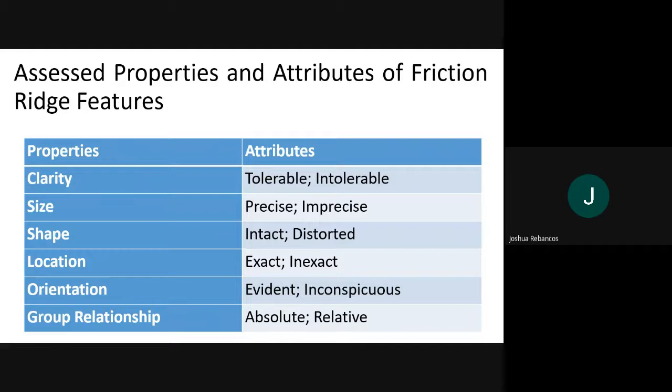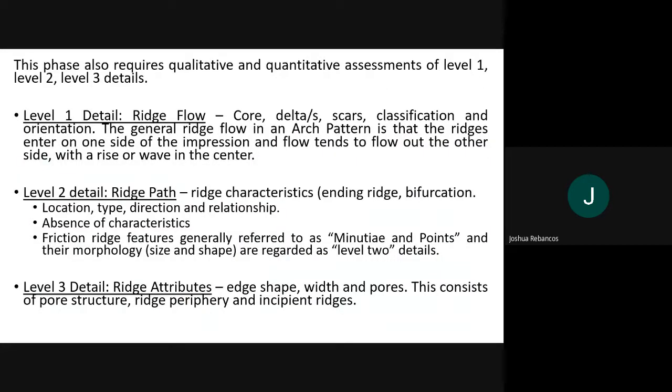Basahin niyo na, nasa module na. This phase also requires qualitative and quantitative assessment of level 1, level 2, and level 3 details. Doon sa level 1 details natin: ridge flow, core, deltas, scars, classifications, and orientation. The general ridge flow in an arch pattern is that the ridges enter on one side of the impression and tend to flow out the other side with a rise of wave in the center. Doon sa level 2 naman: ridge path, the ridge characteristics, for example, ending ridge, bifurcation, location, type, direction, and relationship.